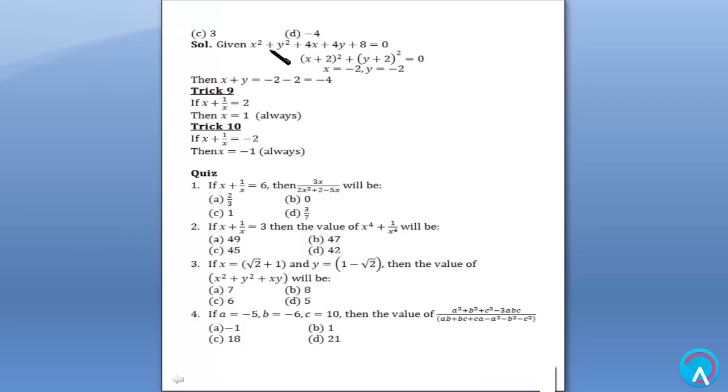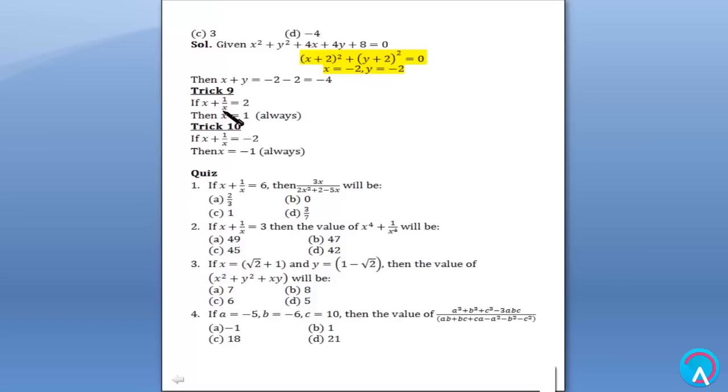What we'll do here is, we will take the expression given in the question, that is x square plus y square plus 4x plus 4y plus 8 is equal to 0. Completing the squares in the expression, we will have x plus 2 whole square plus y plus 2 whole square is equal to 0. This means x is equal to minus 2 and y is equal to minus 2. Then x plus y will be equal to minus 2 minus 2, that is equal to minus 4.